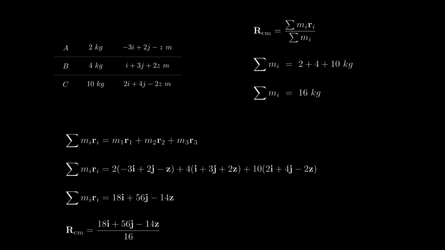This final result gives us the position vector of the center of mass for the three-object system, clearly indicating the center of mass's location in the coordinate space defined by the unit vectors.